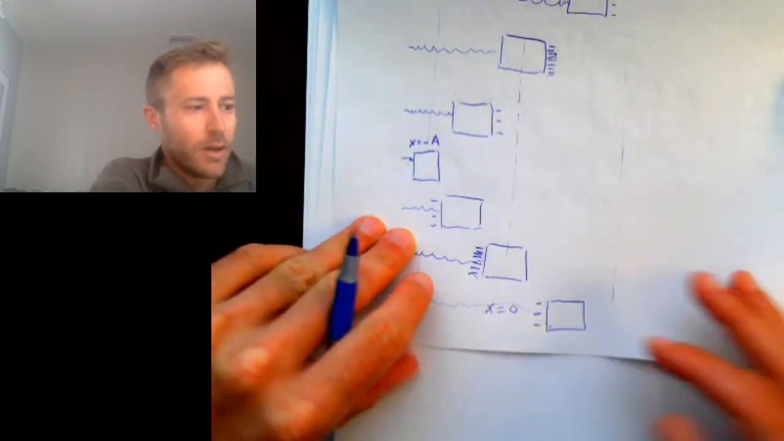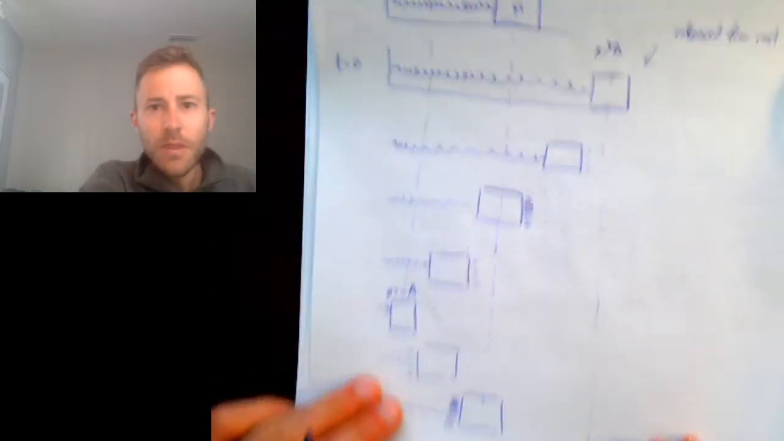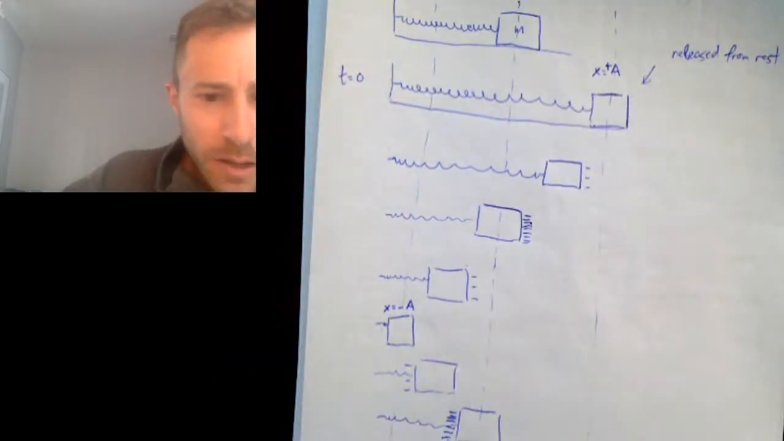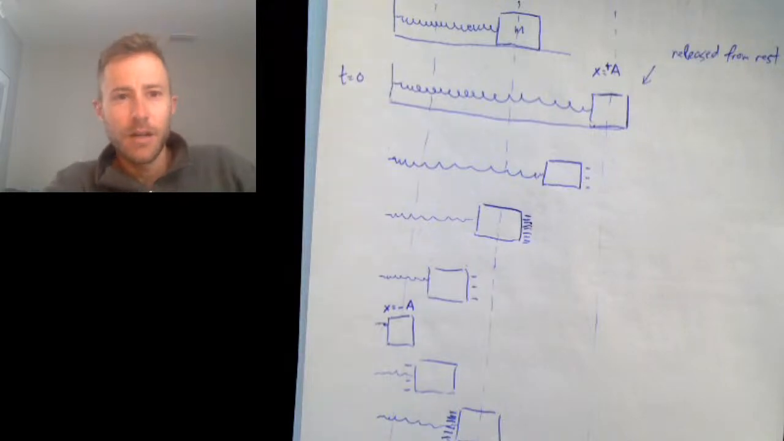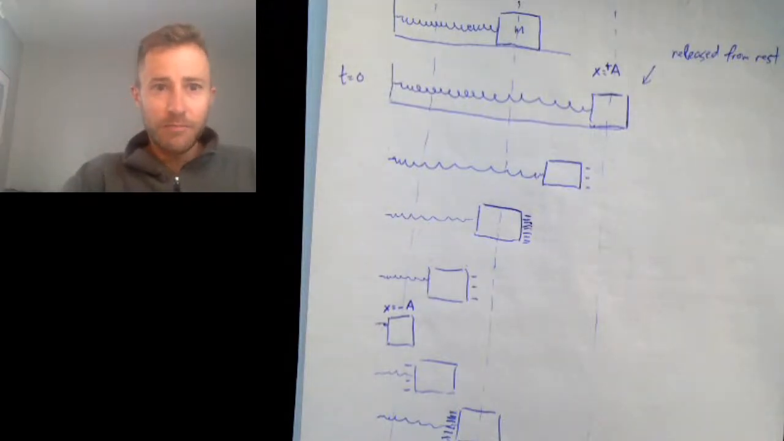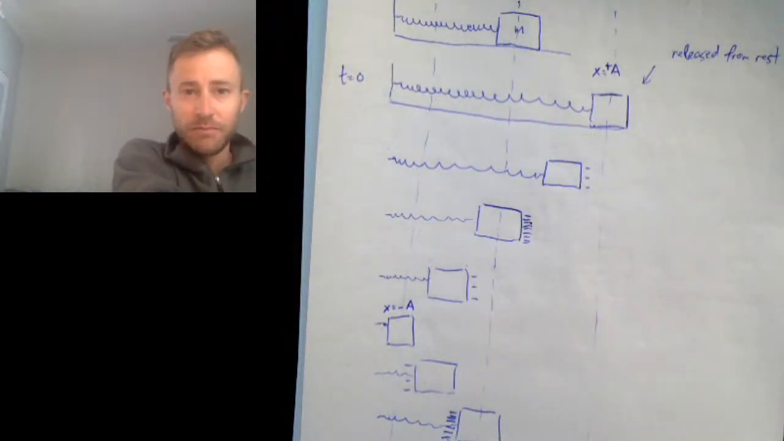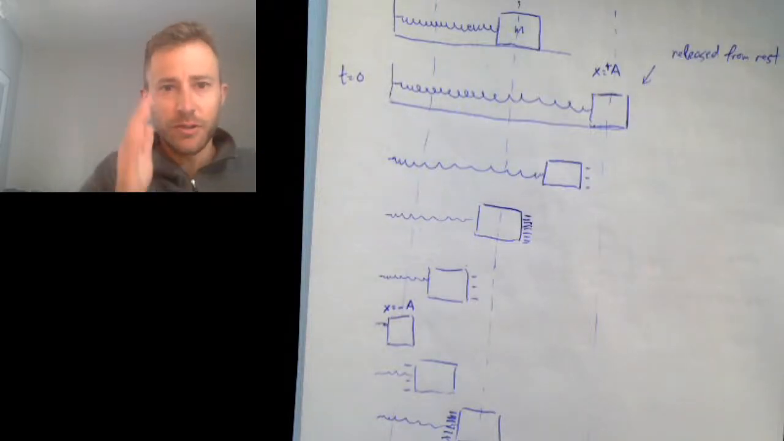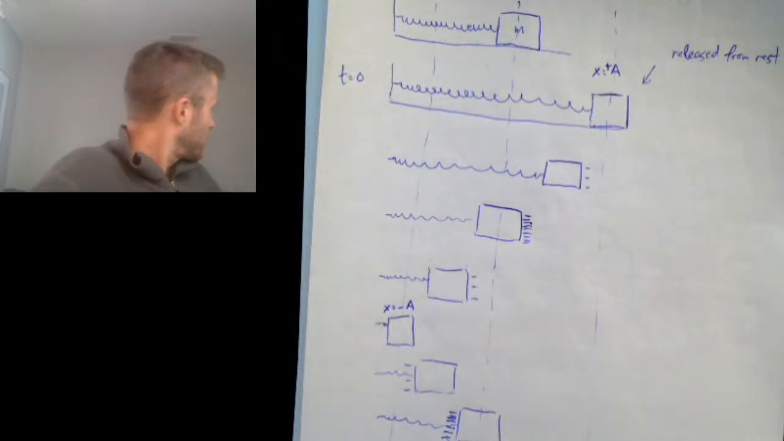So simple harmonic motion is motion between x equals plus A and x equals minus A, if the equilibrium position is 0. Okay? Bye-bye, Ivan.